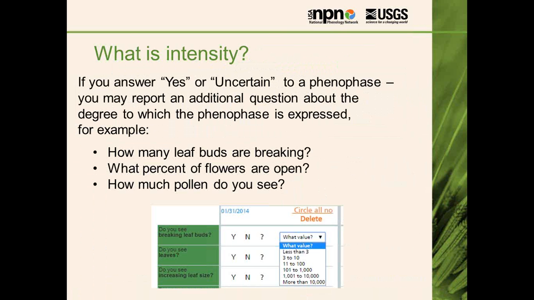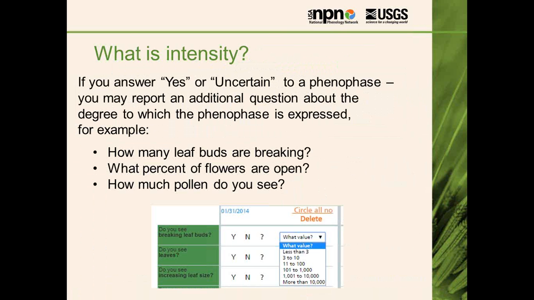If you answer yes or uncertain to a phenophase, you can also report an additional question about the degree to which the phenophase is expressed. Examples of this are how many leaf buds are breaking, what percent of flowers are open, and how much pollen do you see. These are 3 different types of intensity questions.